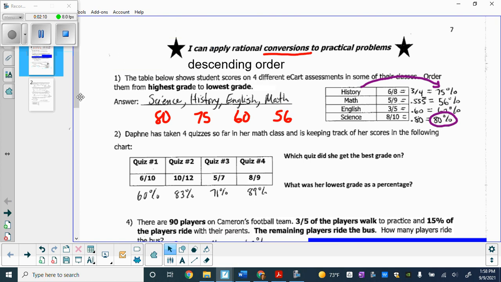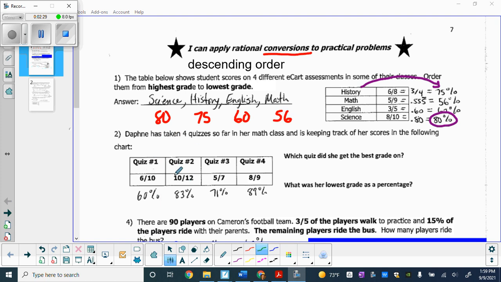All right. Now we're on question 2. So Daphne has taken 4 quizzes so far in her math class, and she's keeping track. So quiz 1, quiz 2, quiz 3, quiz 4. And we can see her scores here. For quiz 1, the 6 out of 10 would be a 60%.